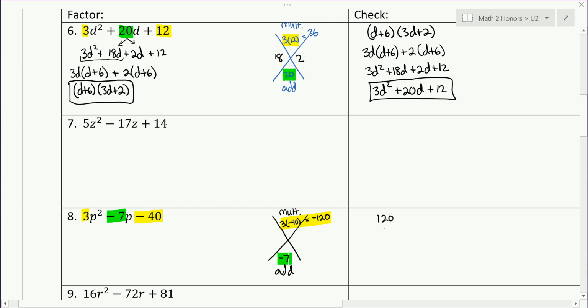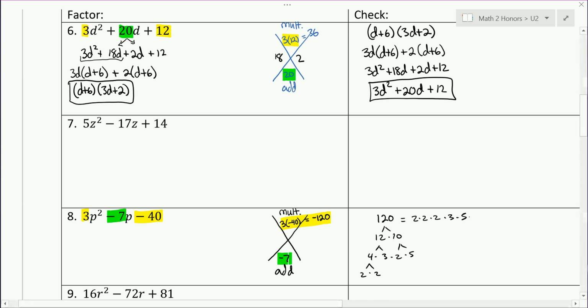So 120, for example, is 12 times 10. 12 is 4 and 3. 10 is 2 and 5. 4 is 2 and 2. And so I know 120 is 2 times 2 times 2 times 3 times 5. Those are the prime numbers that make up 120 and also make up all the factors that multiply to 120. So if I group these factors in sets of 2, I will get all that I want.